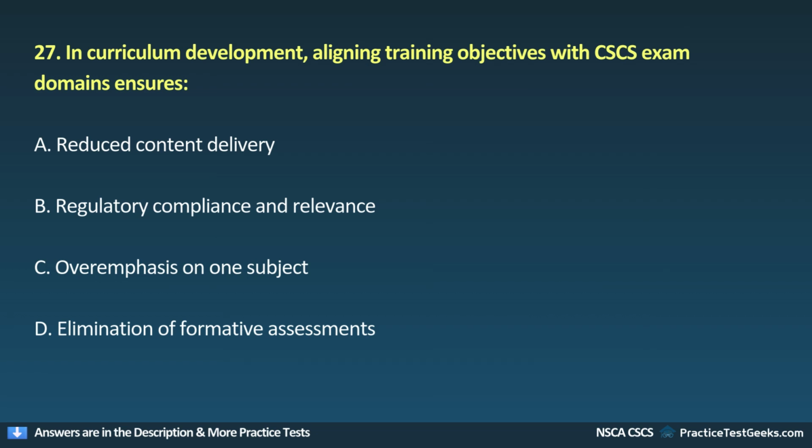27. In curriculum development, aligning training objectives with CSCS exam domains ensures A. Reduced content delivery. B. Regulatory compliance and relevance. C. Overemphasis on one subject. D. Elimination of formative assessments.